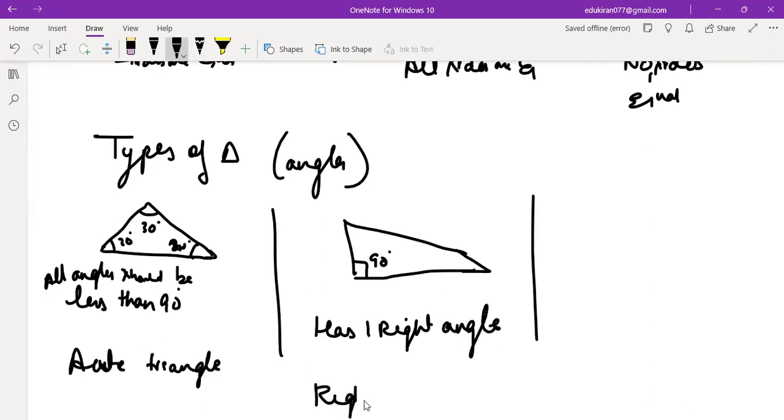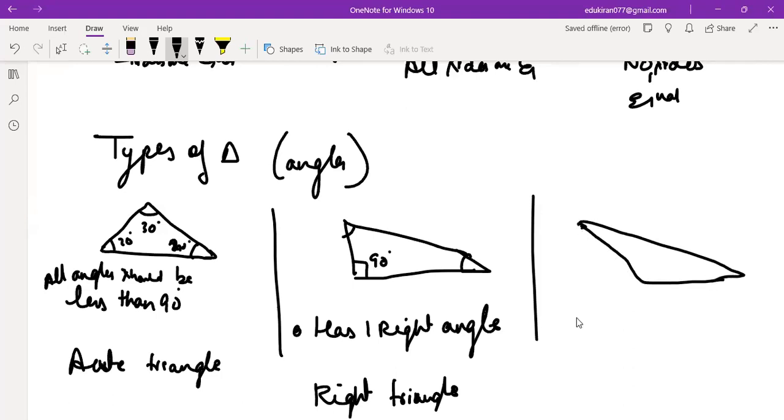Okay? Clear? Yes, ma'am. Have one right angle, no matter whether the others are 60, 40, 90, 100. But one angle should be 90 degrees. If one angle is 90 degrees, this is a right angle triangle. You don't have to do anything with these angles. The only property is it has one right angle. Now coming to the next one, which is this one.